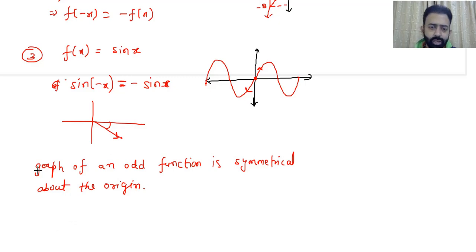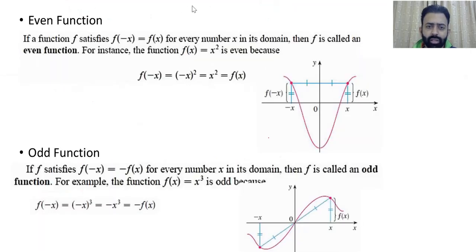So these two facts you should know about even and odd functions. That's it. The next topic I'm going to talk about is the transformation of functions. As you can see, we have done that the even function is symmetrical about the y-axis, and for x cube, an odd function, it is symmetrical about the origin. This we have done, right? So next we will talk about the transformations of functions.